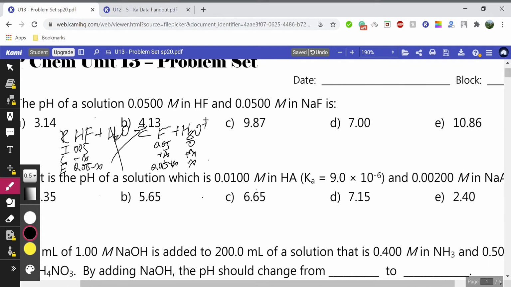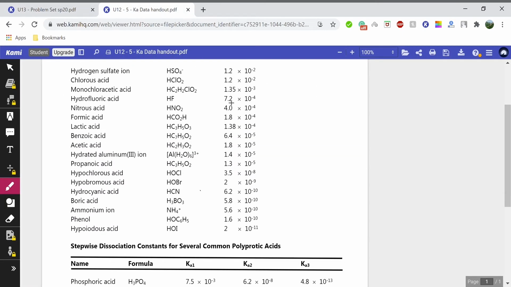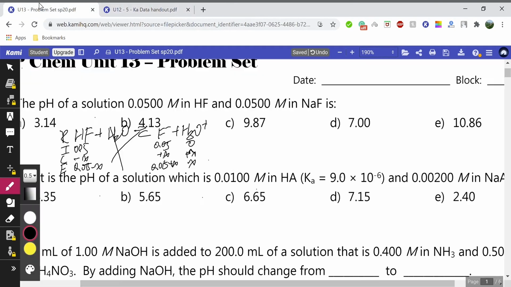So what's a Ka? Because we're producing H3O plus, we're going to be using Ka. What is the Ka for HF? HF is 7.2 times 10 to the negative fourth power, which is equal to x times 0.05 plus x divided by 0.05 minus x. Because our x is so small, the 0.05 and 0.05 will cancel each other. So x is equal to 7.2 times 10 to the negative fourth. So all of these cancel out with each other.